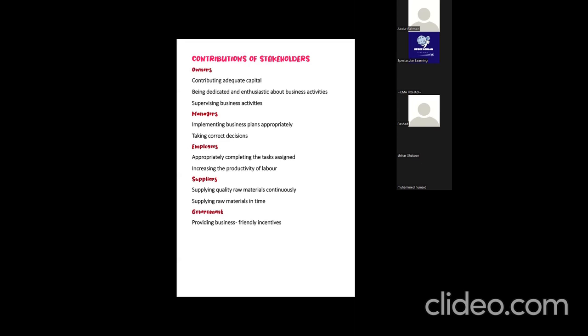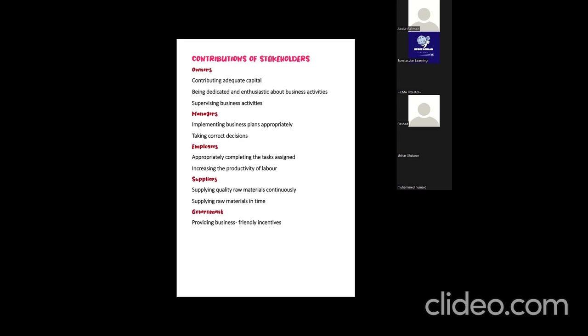Then the managers. Managers are the people who manage a business. Their contribution is to implement business plans and take correct decisions. Then employees, their contributions are to complete their tasks. That may be given by the owner or the manager. They will give them a task. For example, a cleaner will be told to clean this room within a time. So they will give their maximum effort and do their work quickly.